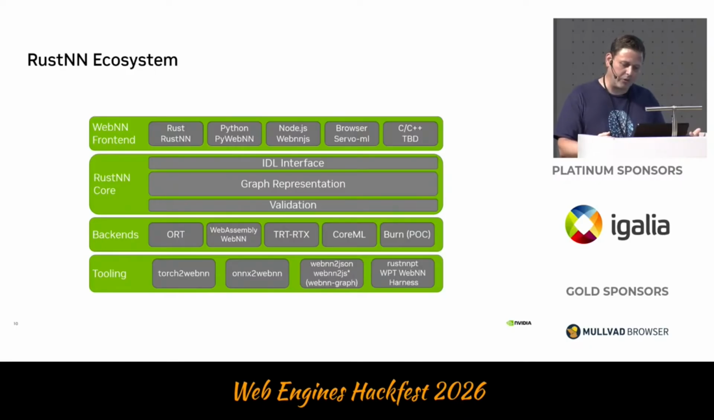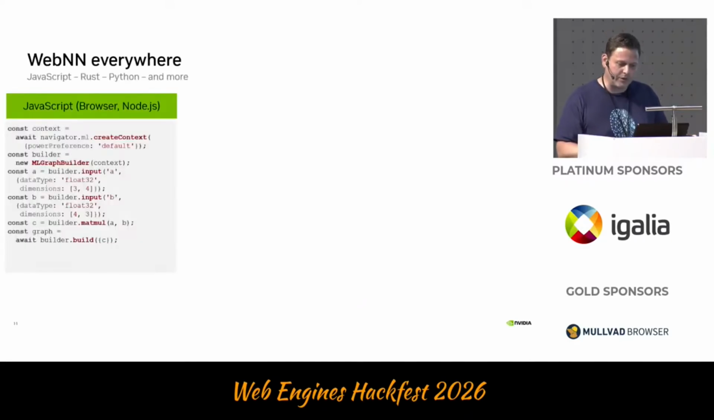There's a tool inside which will be separated as our internal WebNN serialization to JavaScript, so that if you don't want to have any deserialization in the browser, you can just create the JavaScript which creates a network for you. And we have RustNN WPT, which will go to the core soon, which is our test harness, where we run the official WPT WebNN tests. And with this, we go for WebNN everywhere.